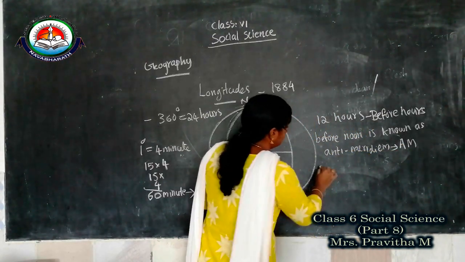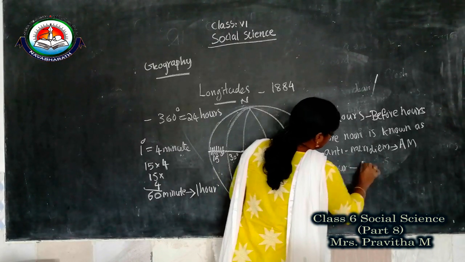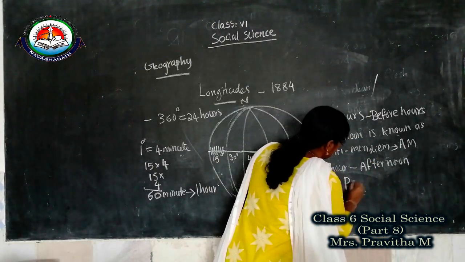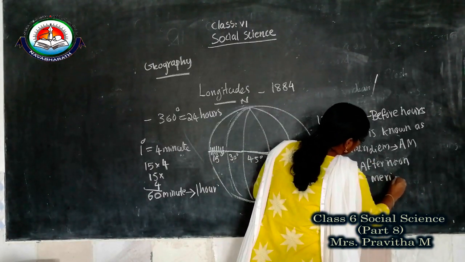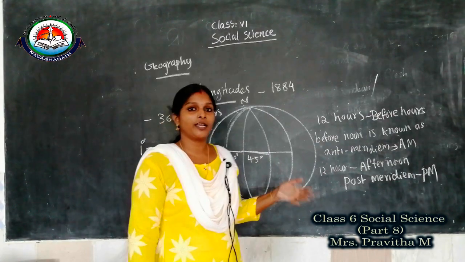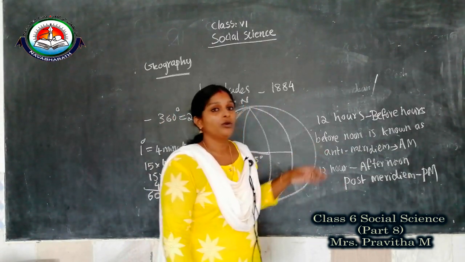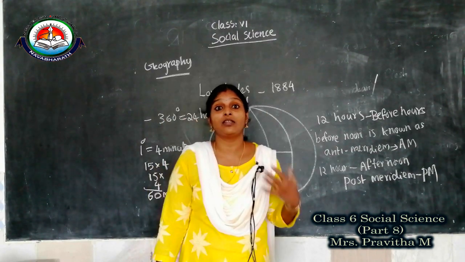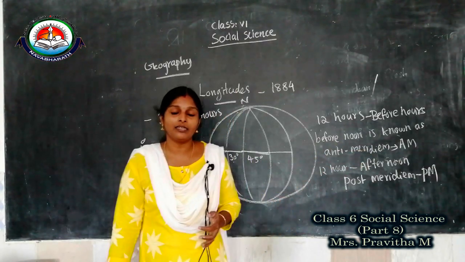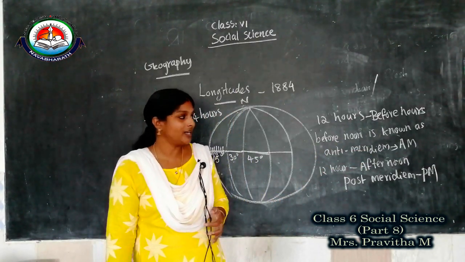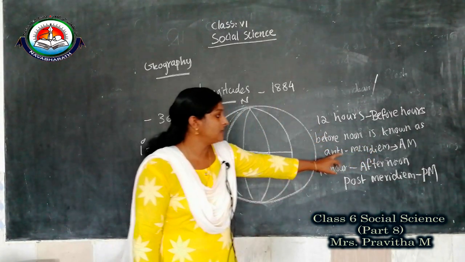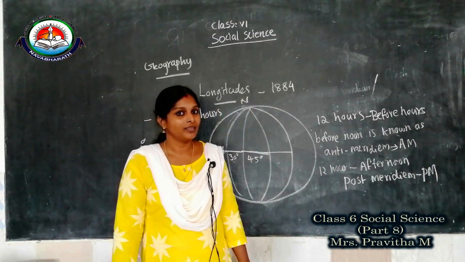And the other 12 hours are afternoon. In Latin it is known as post meridian, or PM. We are using AM and PM, so you know. If it is morning time, 7 o'clock, what will we say? 7 AM. If it is night, 8 o'clock, what will we say? 8 PM. Clear children? This is the expansion of AM and PM: anti-meridian and post-meridian.